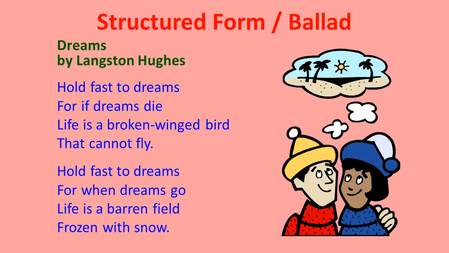This would be considered a ballad because it has a specific pattern. It has two stanzas of 4 lines each, meaning it contains 2 quatrains. The pattern in this case is the rhyme of the poem. The second line in each stanza rhymes with the 4th line. In stanza 1, fly rhymes with die, and snow rhymes with go. This means that the poem has a rhyme scheme of ABCB.